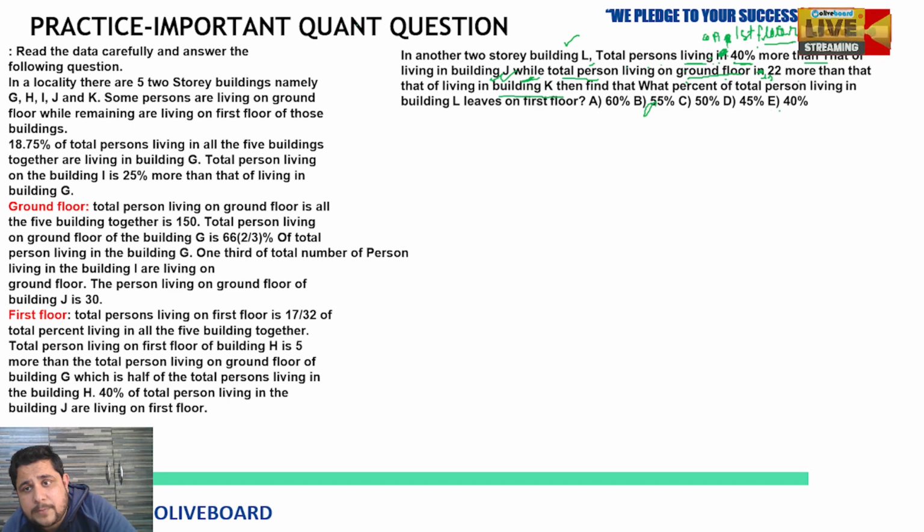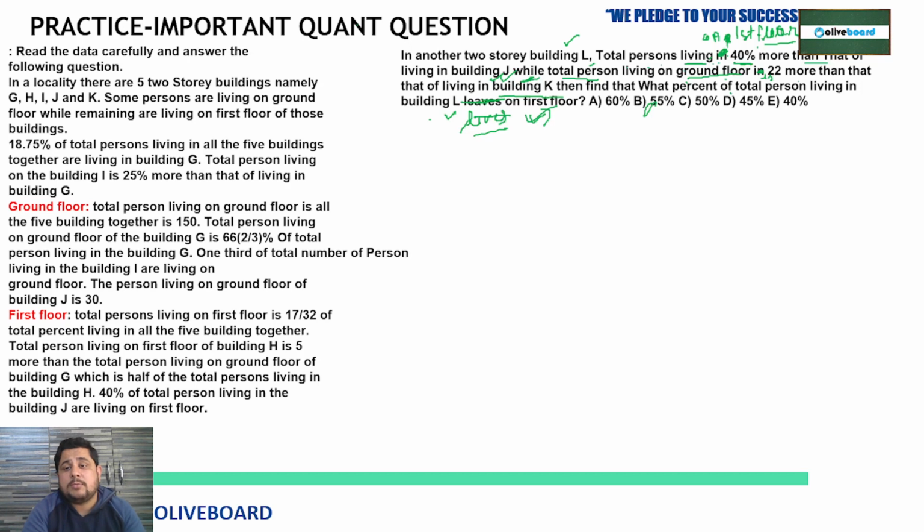Then find what percent of total persons living in building L lives on the first floor. Okay. So they are talking about the total number of persons on the first floor with respect to the total number of persons.